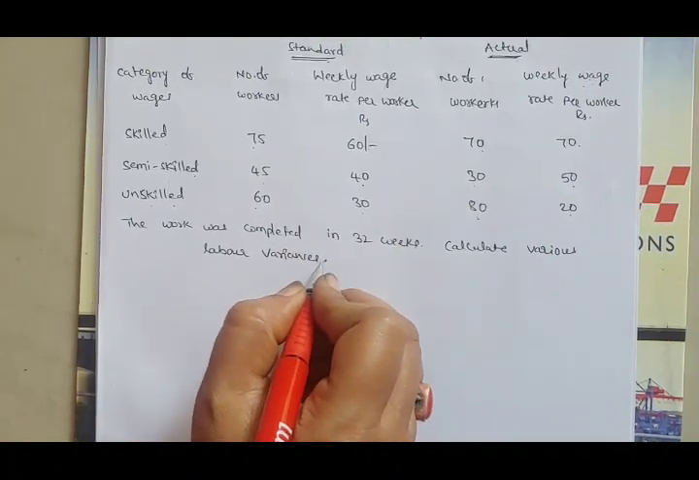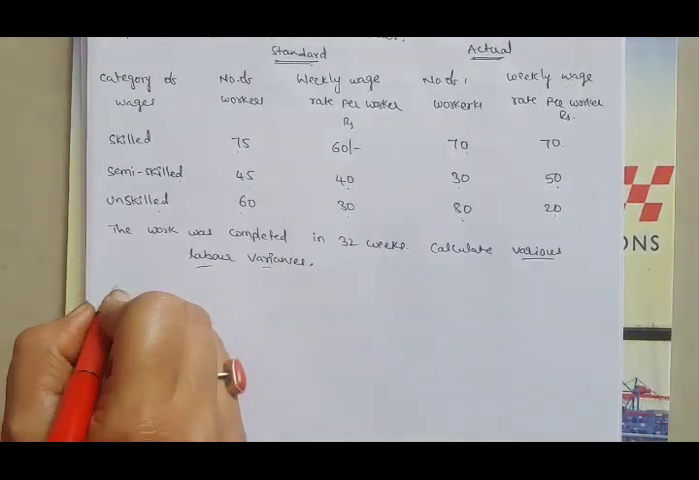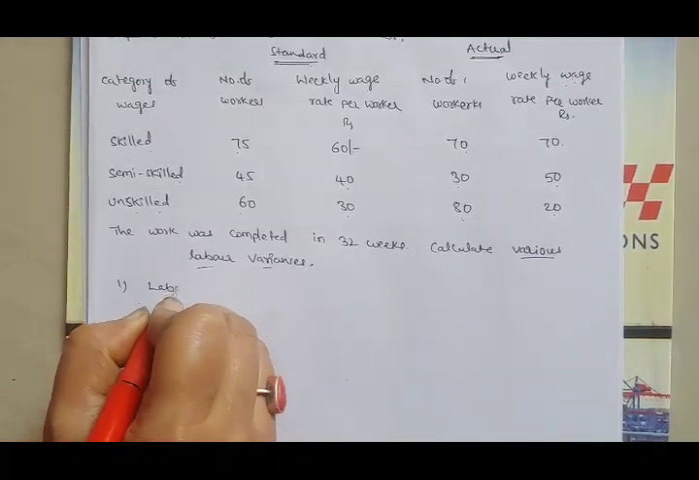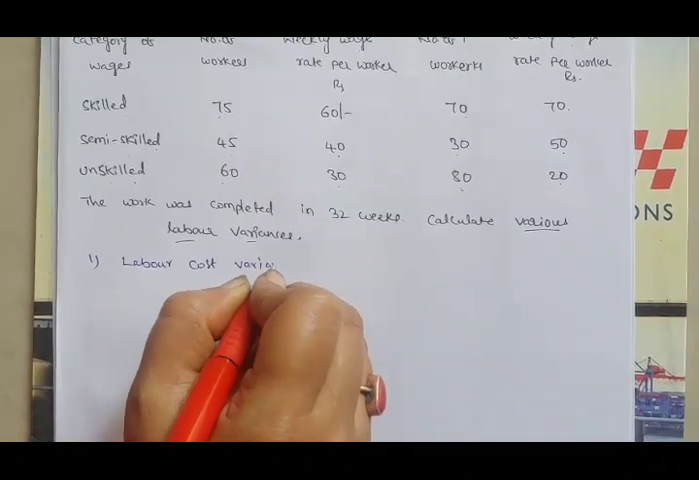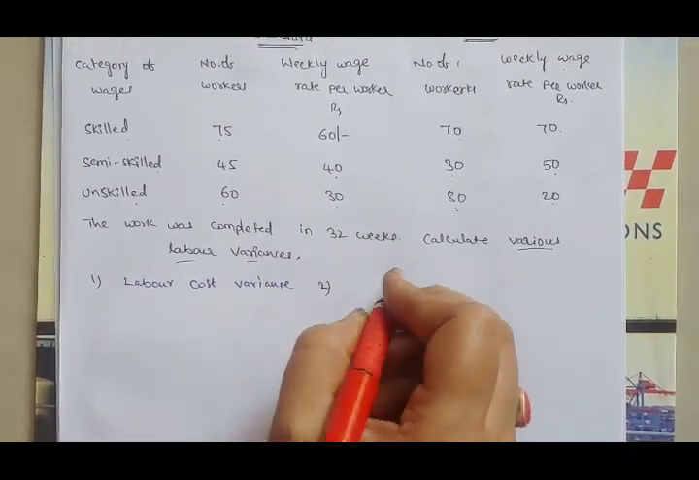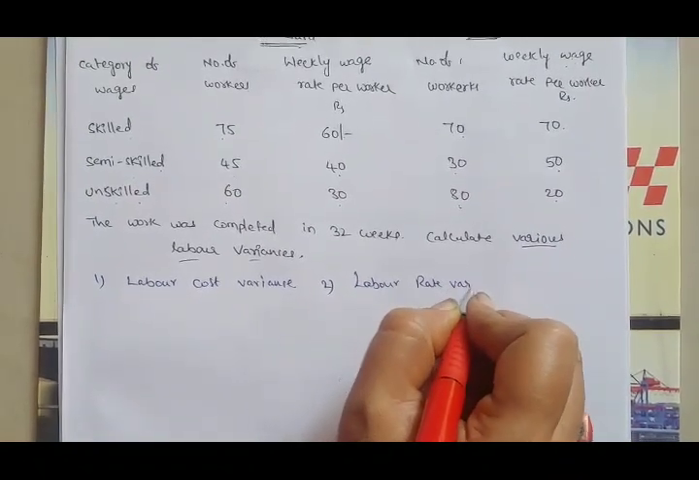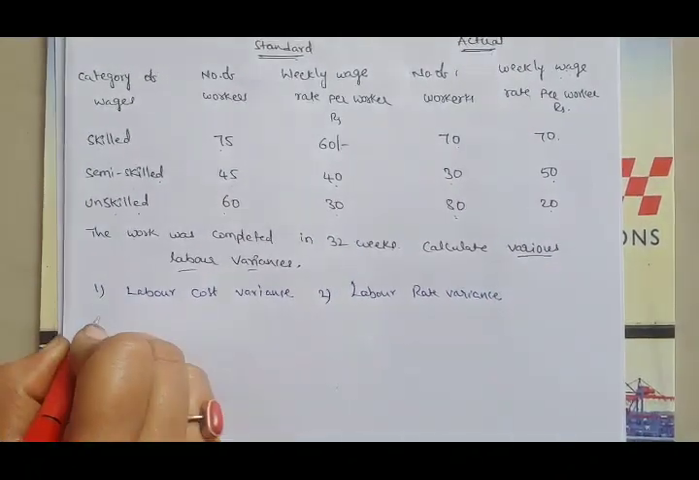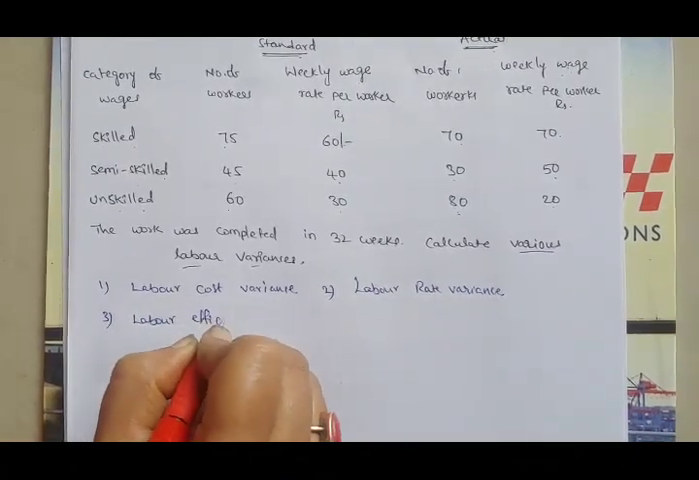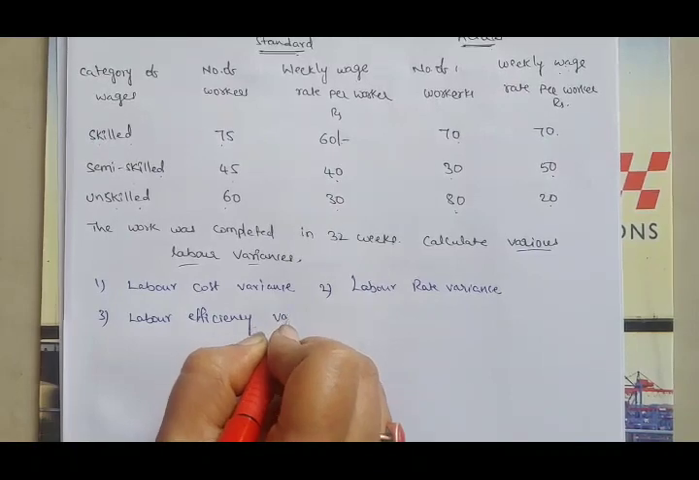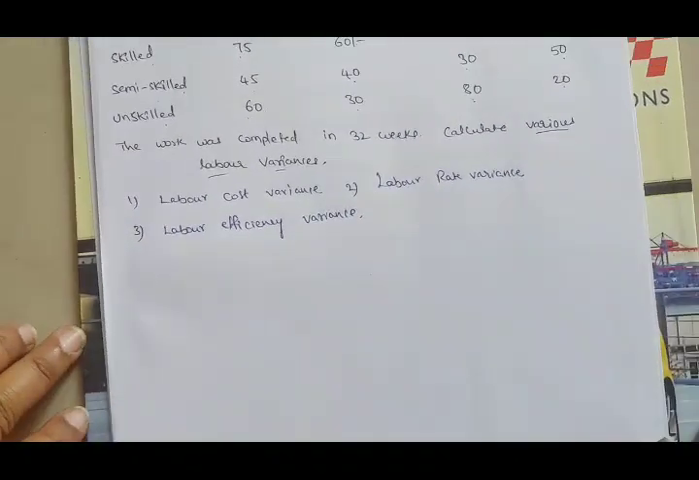Calculate various labor variances. Various labor variances means we have to calculate first labor cost variance, second labor rate variance, and third labor efficiency variance. First we have to calculate the labor cost variance.